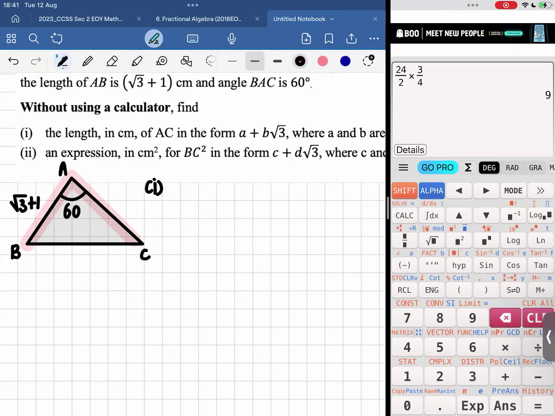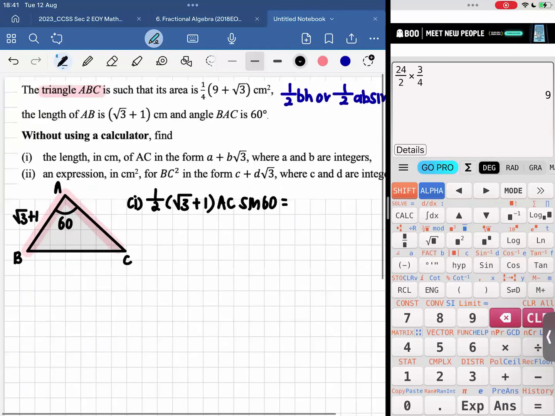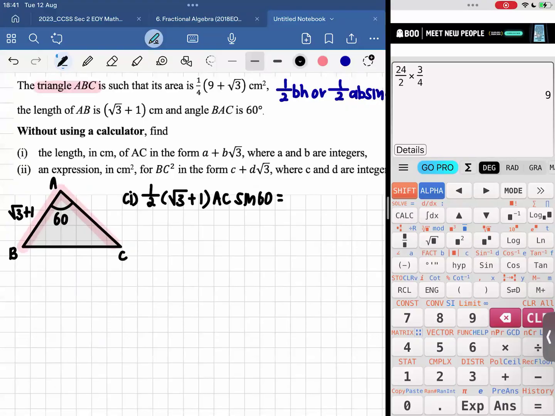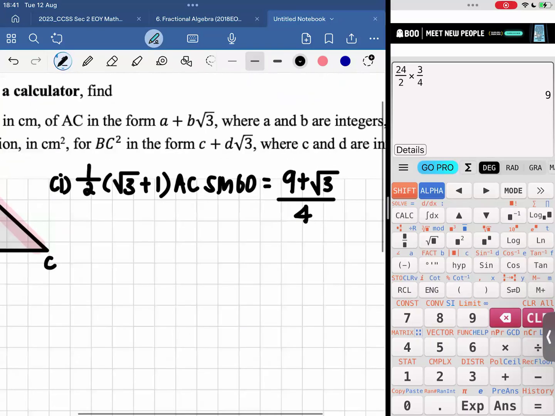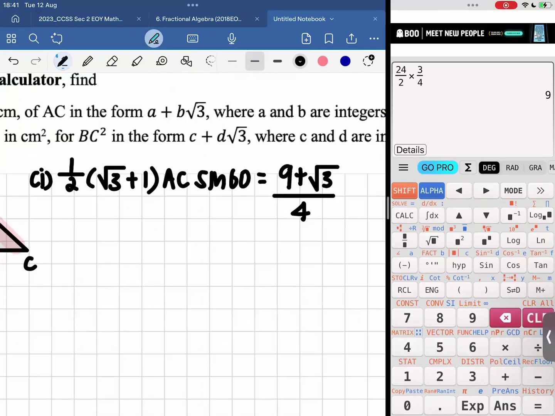Okay, so surds, everything is going to be in surds, right? So what we have here is that you will have it as half, then this is the square root 3 plus 1, then you multiply by AC sine 60. It is actually equal to, can I just expand this because it's very ugly? So I'll just put it like that, 9 plus root 3 over 4. Okay, so what I have here is that there are some things I can simplify. So I will try to do it step by step first by simplifying this one here.